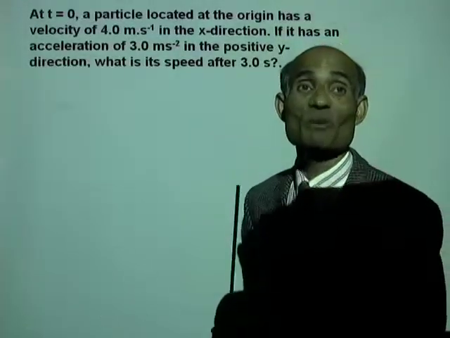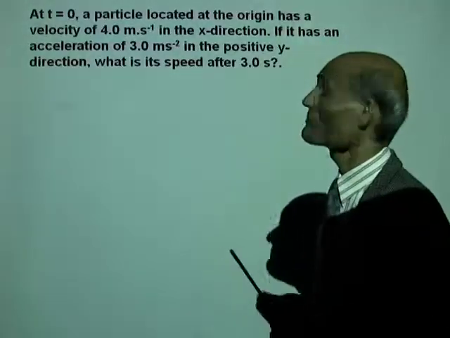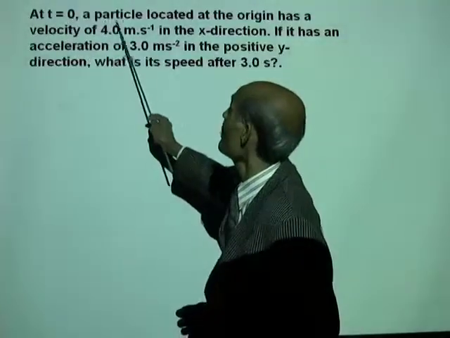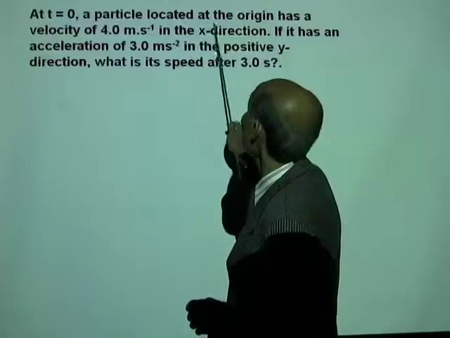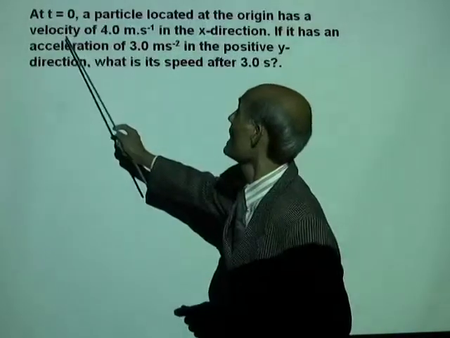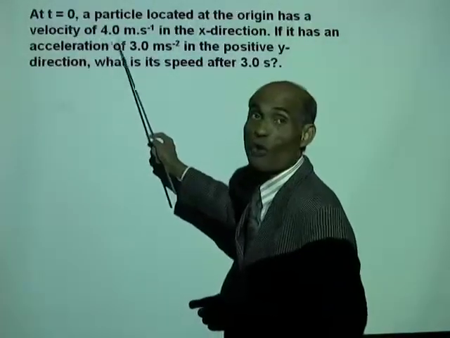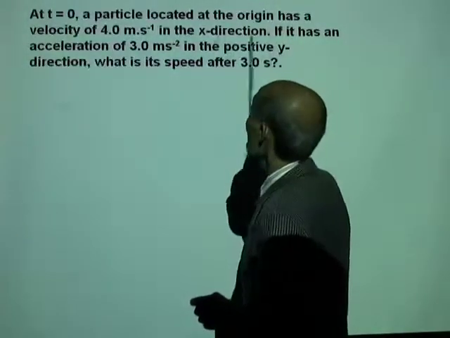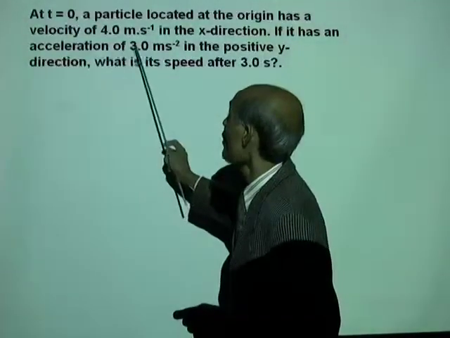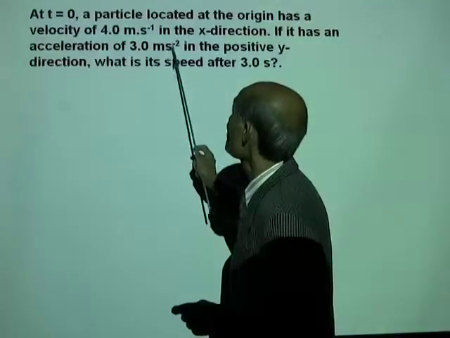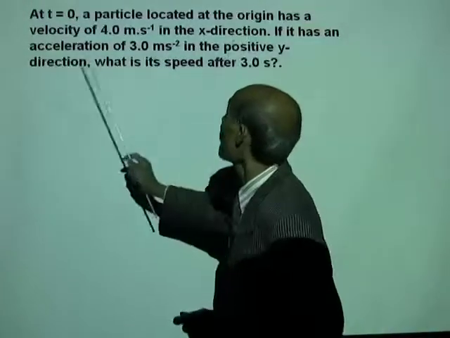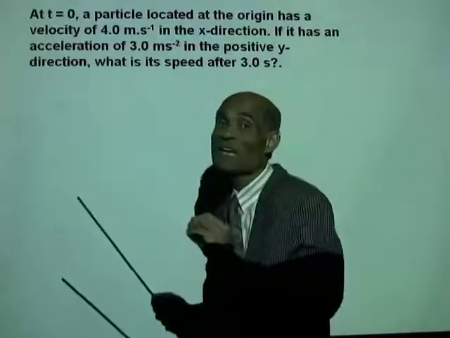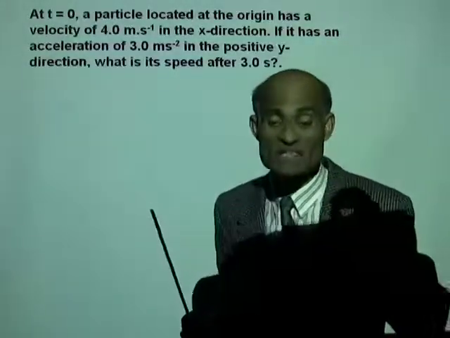Let's do one more problem. I hope you can read this. At t equal to 0, a particle located at the origin has a velocity of 4 meters per second in the x direction. If it has an acceleration of 3 meters per second squared in the positive y direction, what is its speed after 3 seconds?